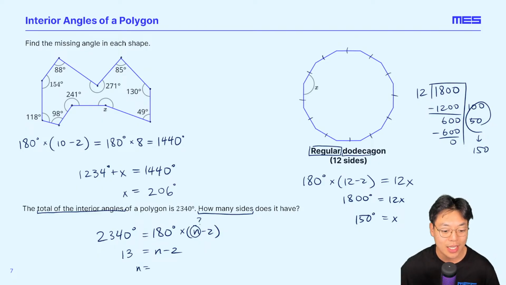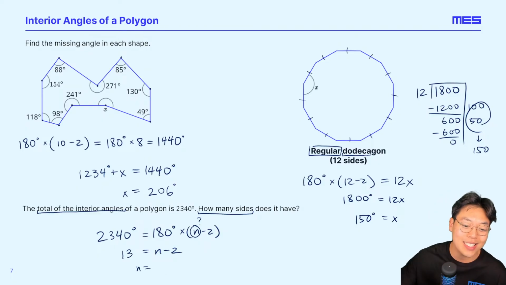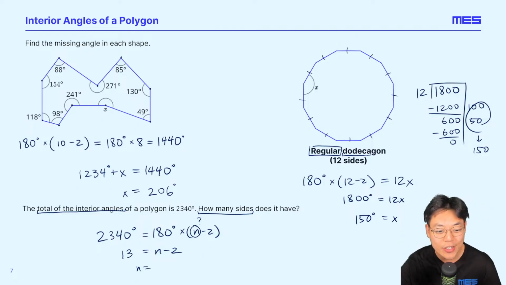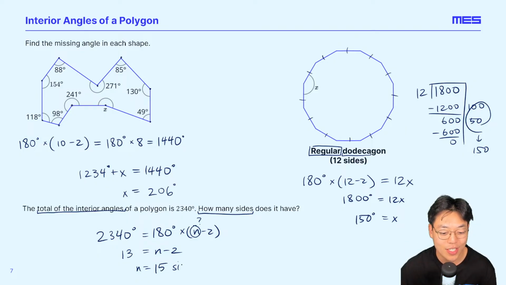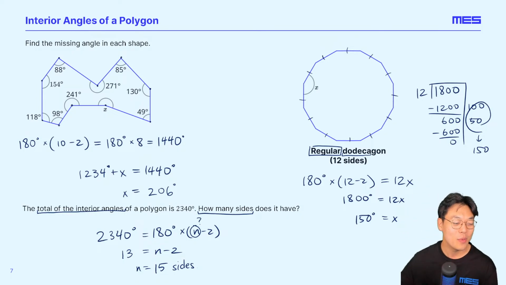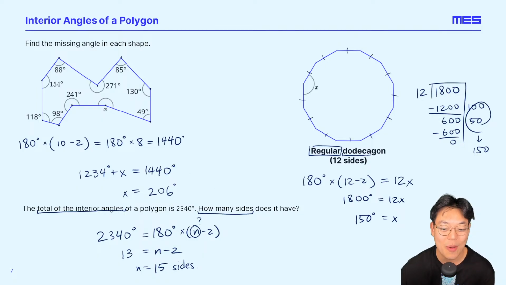And so n is equal to, in the chat, what do we have? How many sides are in this polygon where the total of the interior angles of this polygon is 2,340 degrees? We have 15. Don't forget, units of measure, 15 sides. We have to answer the question that we were given. How many sides does it have? N is equal to 15 sides.